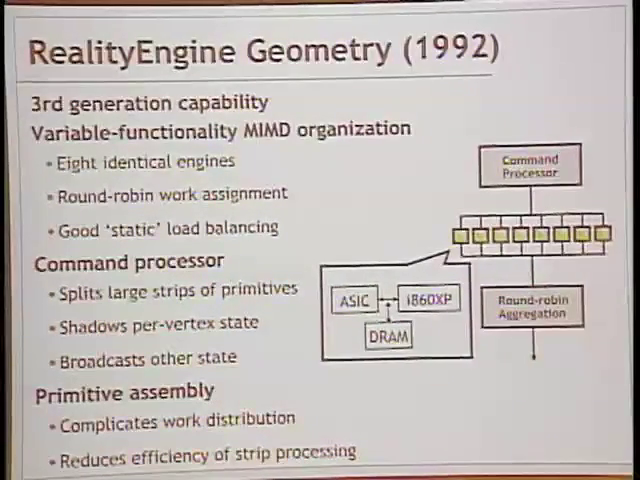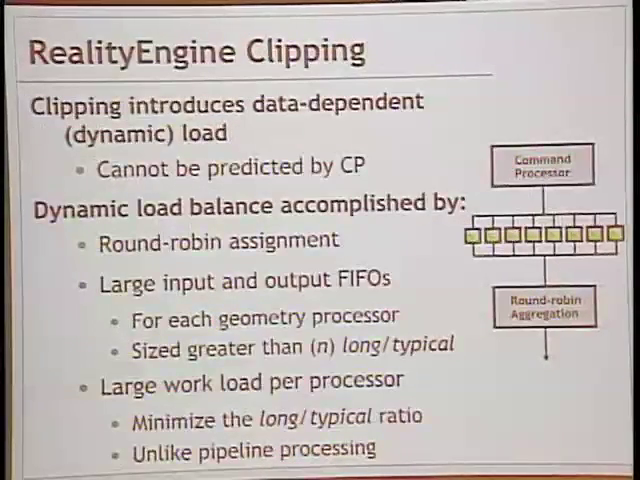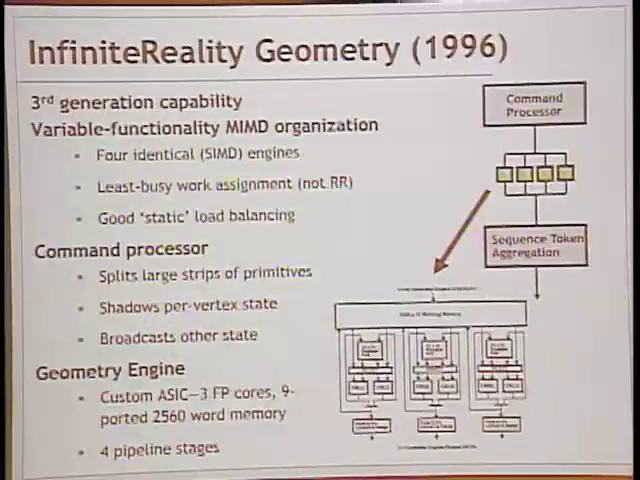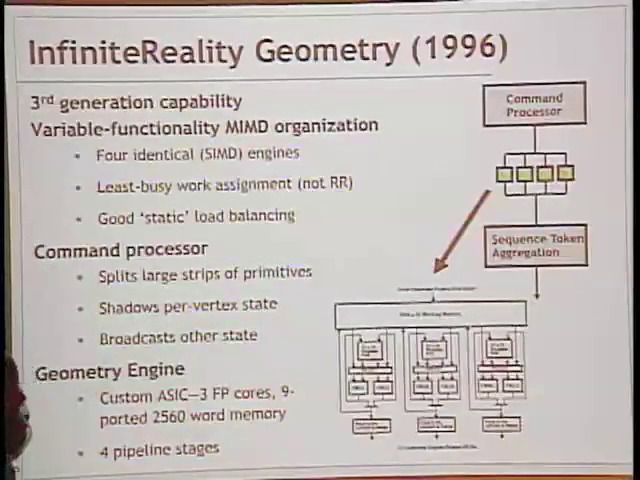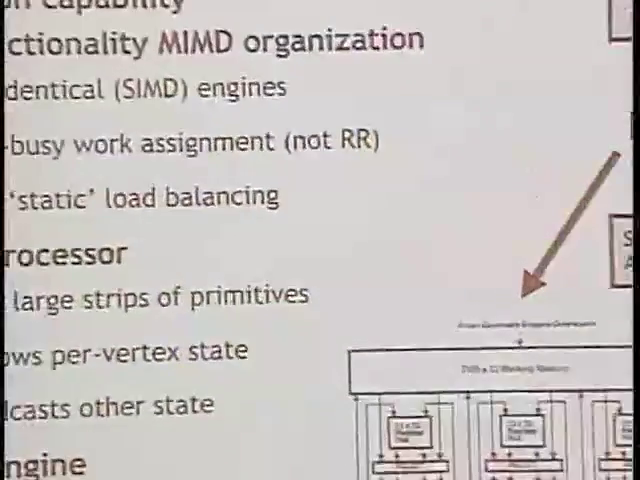Yeah. So that was fairly good, but it turned out the next one was better. This had some round robin. Sorry, this is just how we did clipping. The next one was the Infinite Reality, and this was better than round robin. It would do least busy work assignment. So it would always send it to the geometry processor that had the least amount to do.